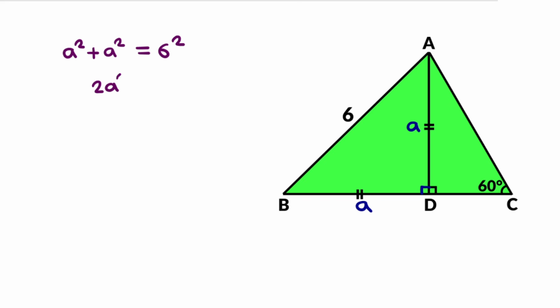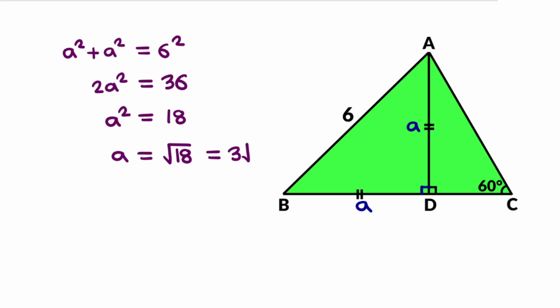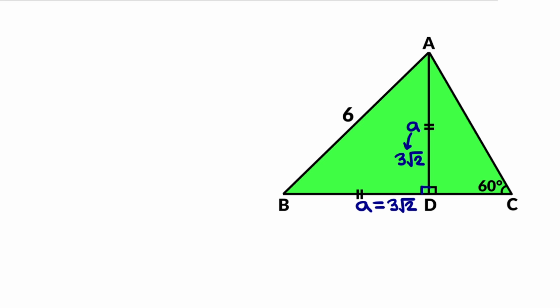So 2A squared equals 36. Divide both sides by 2, A squared equals 18. Taking the square root gives A equals the square root of 18, which simplifies to 3 root 2. So we now know AD equals 3 root 2, and BD also equals 3 root 2.